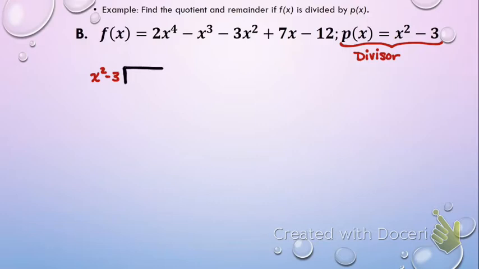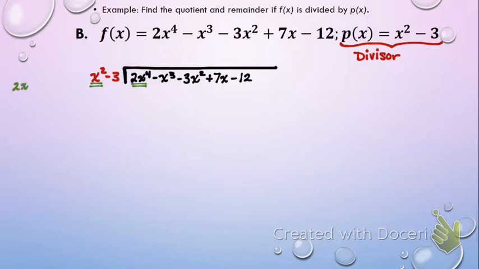And then I get my big, huge division sign here. 2x to the 4th minus x to the 3rd minus 3x squared plus 7x minus 12 goes underneath. At the beginning, really only paying attention to those front parts. 2x to the 4th and x squared. I want to know how many times x squared can go into 2x to the 4th.